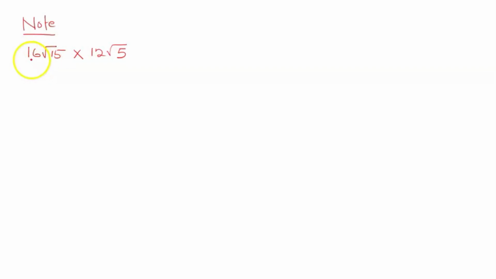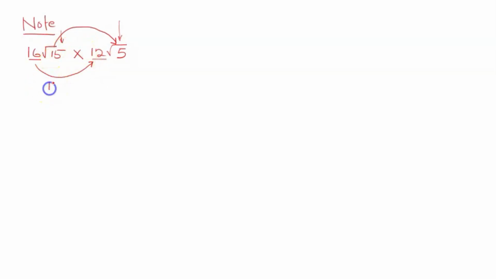So what you need to do is this. You see, we have coefficients of the irrational part. This one is the irrational part. This one also is the irrational part. So we have their coefficients. The coefficients will multiply one another. Then the irrational parts will also multiply one another. So that's how it's being done.